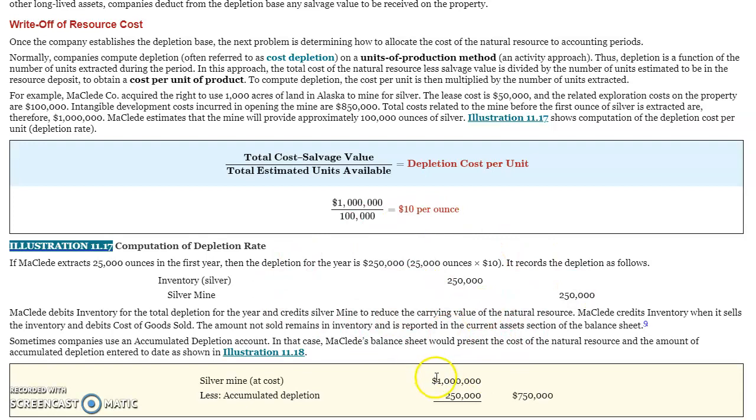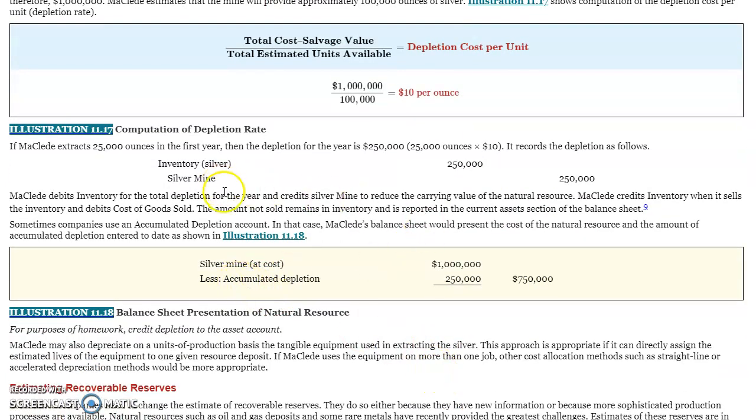There's an alternative method that could be used. We could, instead of decreasing the silver mine, use an accumulated depletion. But really, either method is overall acceptable. If you're a company, you want to be providing as much information to the user as possible, you would probably use the accumulated depletion. That way, you're just kind of breaking out those different pieces of the calculation as much as possible.